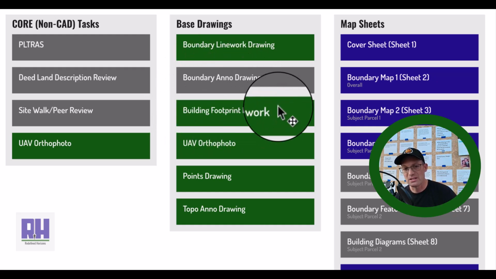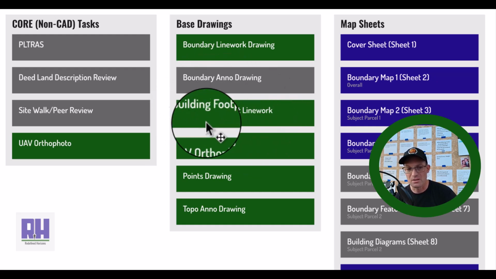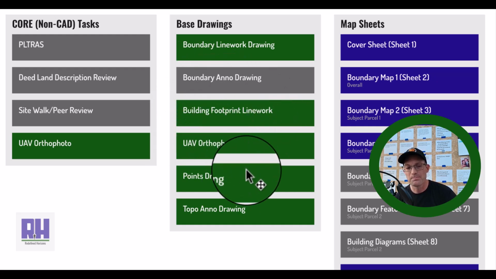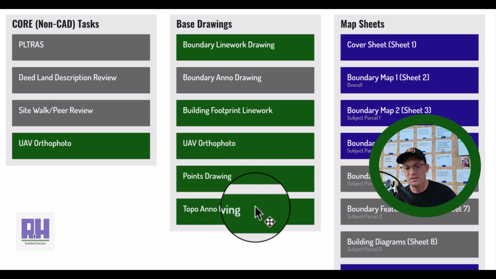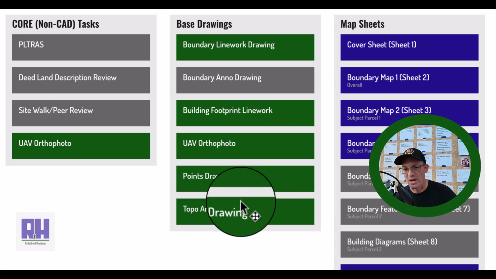We did the boundary, the building footprint line work drawing is done. We have the UAV orthophoto drawing done. The points drawing is done. This is not done yet. The topo anno, this should be gray. Sorry, I'll have to fix that.